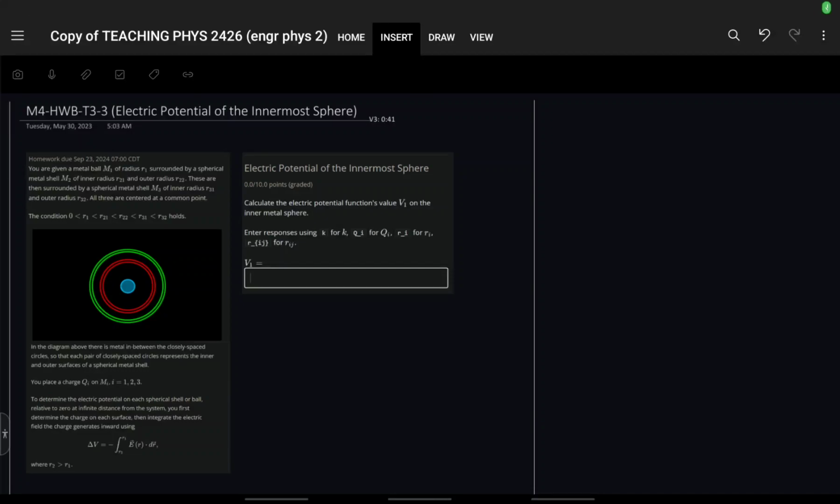Hey guys, we are looking at Module 4, Homework B, Tab 3, Part 3, and this is the electric potential of the innermost sphere. So the total electric potential, V1, at the surface of M1 is influenced by the charges on all three metal objects. So let's take a look at the electric potential due to M1.